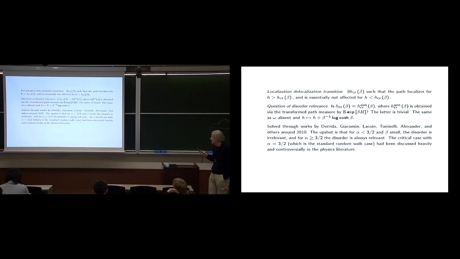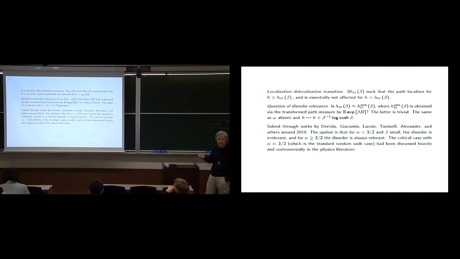What people have been interested in, and I mention it because it is also of some relevance in the model I'm going to talk about in more detail, is the question of whether disorder is relevant. This has the following meaning: is the critical value for h equal to the so-called annealed critical value? Now, what is this annealed critical value? You look at the expression that we had before, but you take the expectation immediately, over the randomness.